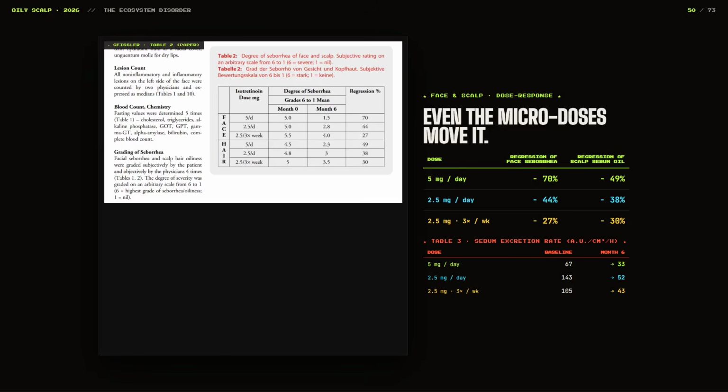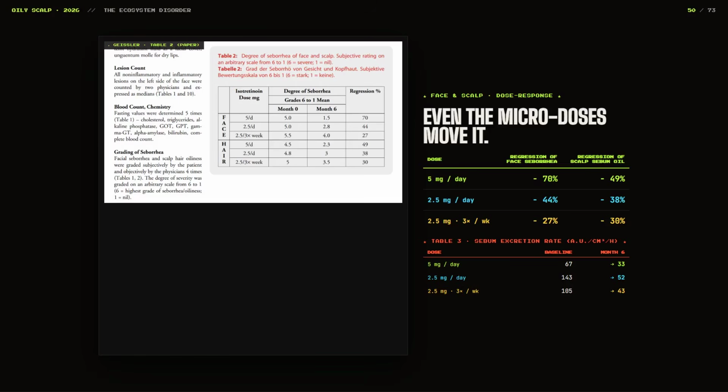Now, Table 3 is also important because it shows sebum excretion rate changes over the 6-month period. The 5 milligram per day group went from a mean sebum excretion rate of 67 arbitrary units per square centimeter per hour at baseline to 33 by month 6. The 2.5 milligram per day group went from 143 at baseline to 52 by month 6. The 2.5 milligram 3 times a week group went from 105 at baseline to 43 by month 6.